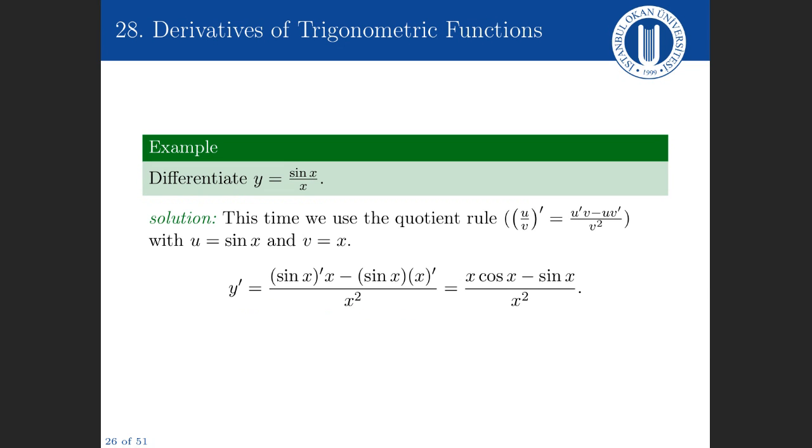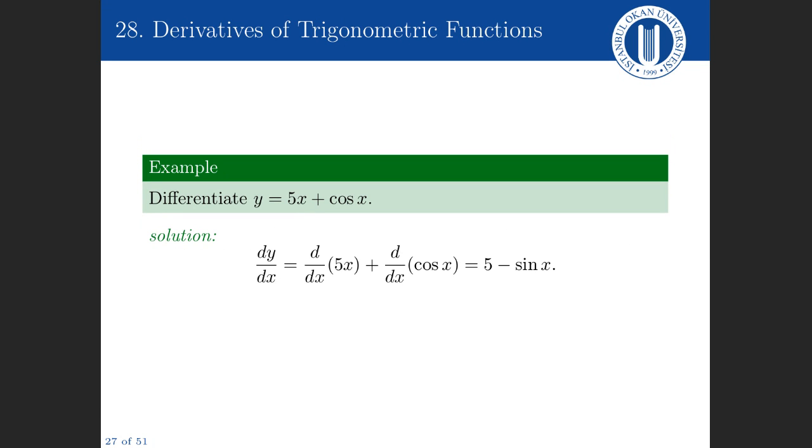Now a quotient rule example. Differentiate sine x divided by x. Using the quotient rule, we can calculate this as x cos x minus sine x divided by x squared. The derivative of cos x is minus sine x, so the derivative of 5x plus cos x must be 5 minus sine x.